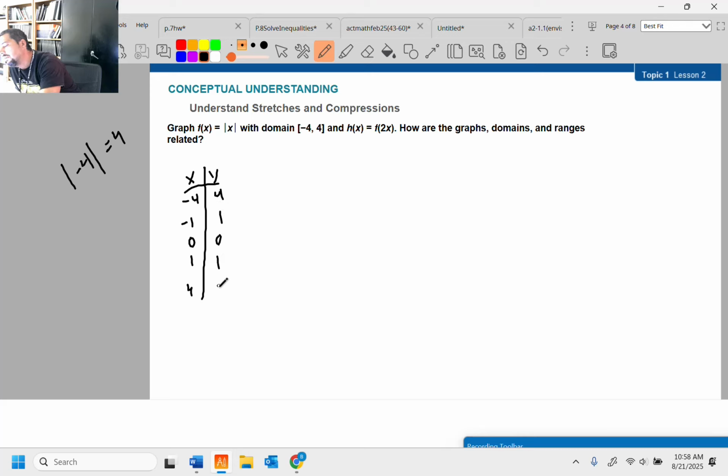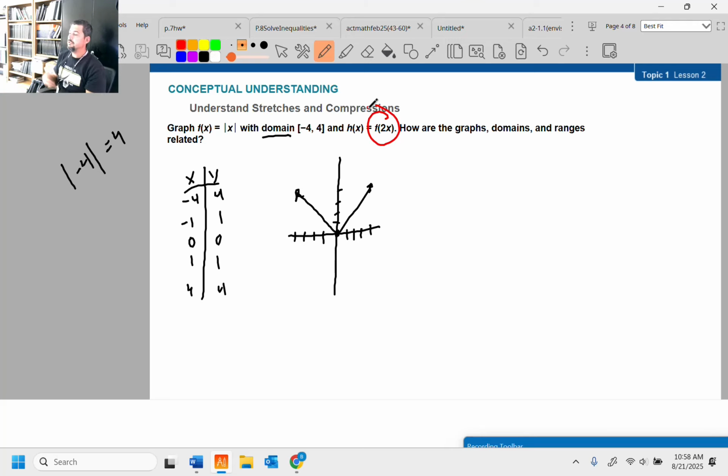The absolute value of any number is the same number, but it is positive, because absolute value is a concept of distance. So there's a nice little table there. And the reason I went from negative 4 to 4 is because that was the domain. That was my x values. So the absolute value of negative 4 happened to be positive 4. The absolute value of positive 4 happened to be 4. And of course, the absolute value of 0 is 0. And this is a V because it's absolute value. Now, the next thing you're supposed to do is f of 2x.